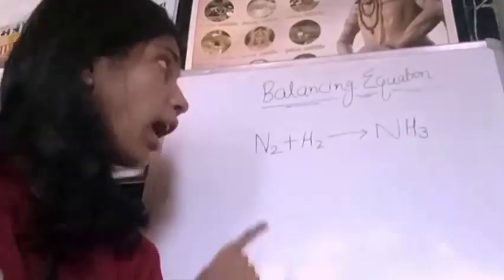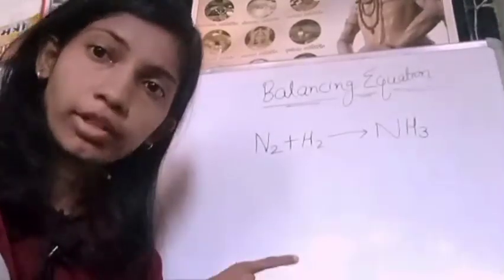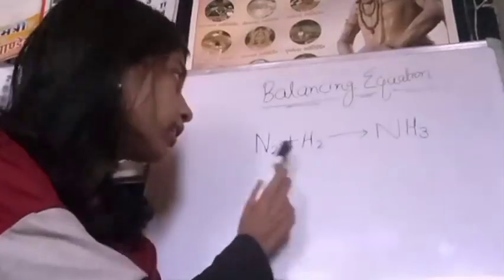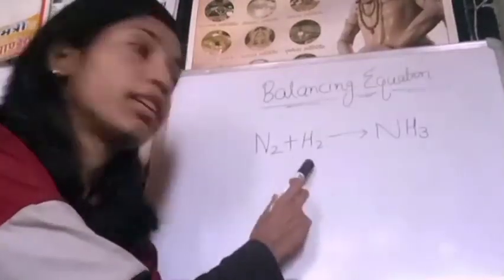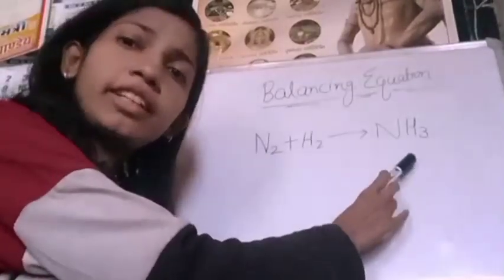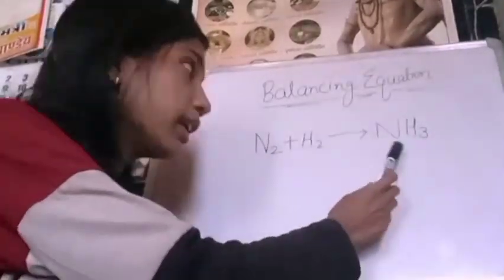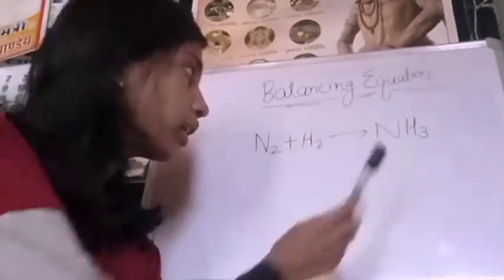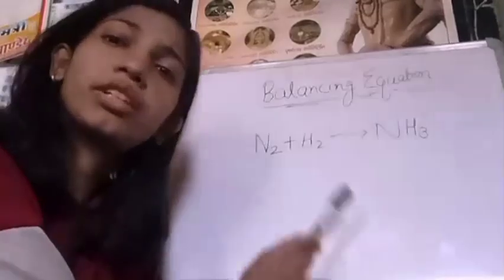First we know, how do you know this equation is balanced or not? See, first we know this side is called reactant. Two metals react with each other and make a compound, and this is product, or compound. Nitrogen plus hydrogen is equal to ammonia. So first we know this equation is balanced or not.